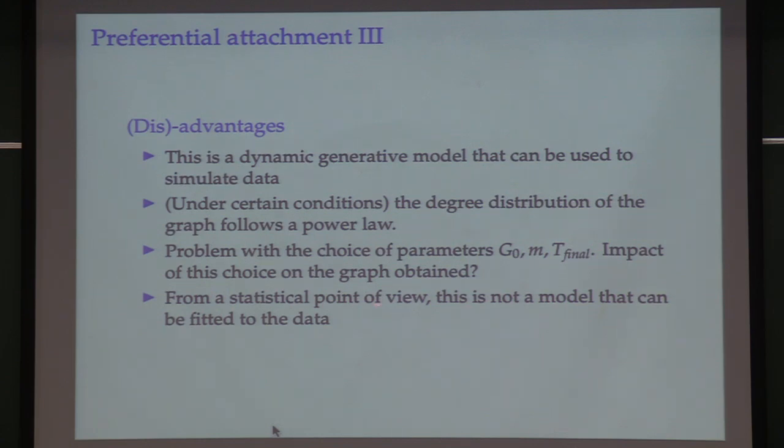And so from a statistical point of view also, this is not a model that you can fit to the data. If I observe a graph, I cannot say, okay, this graph has been generated by this initial core, G0, in a certain amount of time by adding m links at each time step. I have no idea. So I need to see some evolution of the graph in order to be able to fit something. So that's a bit complicated. I cannot work from a statistical point of view with that.